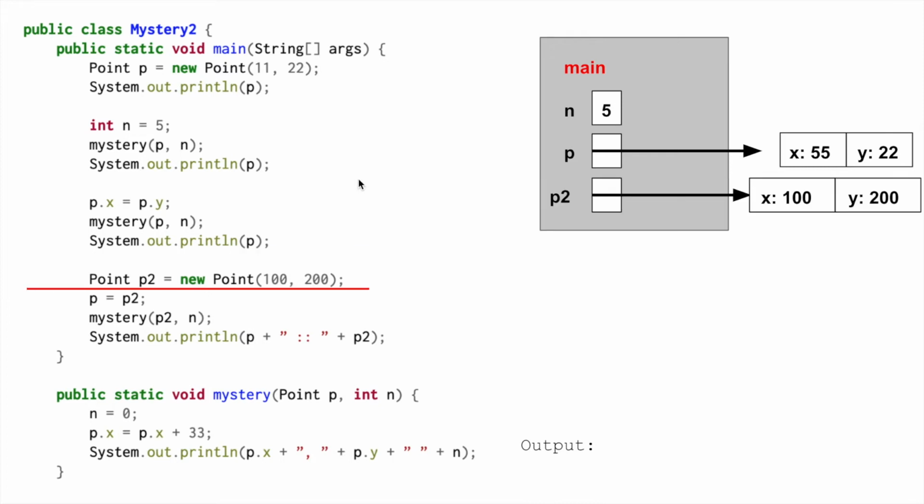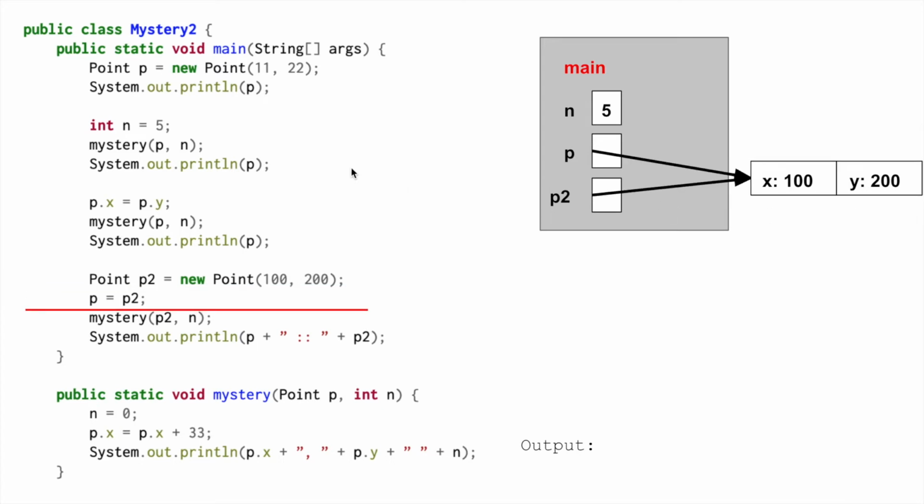All right, in the next line of main, something pretty spicy happens. So we had this variable n and this variable p. Now we're making a new variable p2, right? It's also of type point, which means that this is now a reference type variable just like p was, right? For the exact same reason. So p2 is this arrow that points to this new point object I've just created that's holding 100 and 200. So that's that line right there.